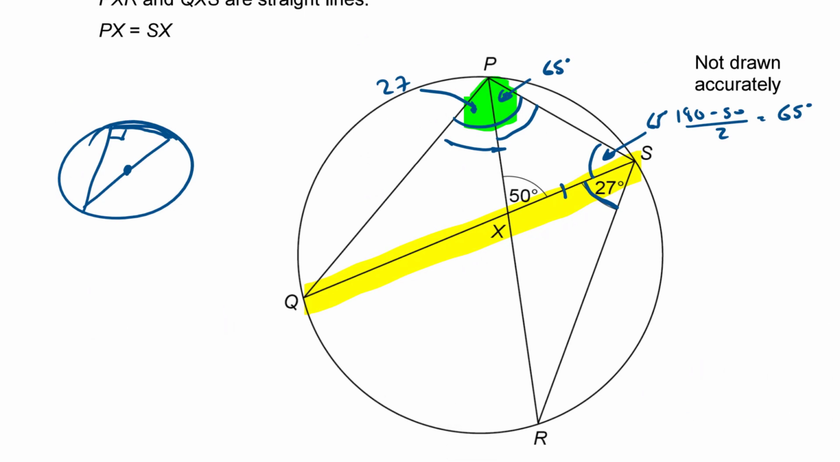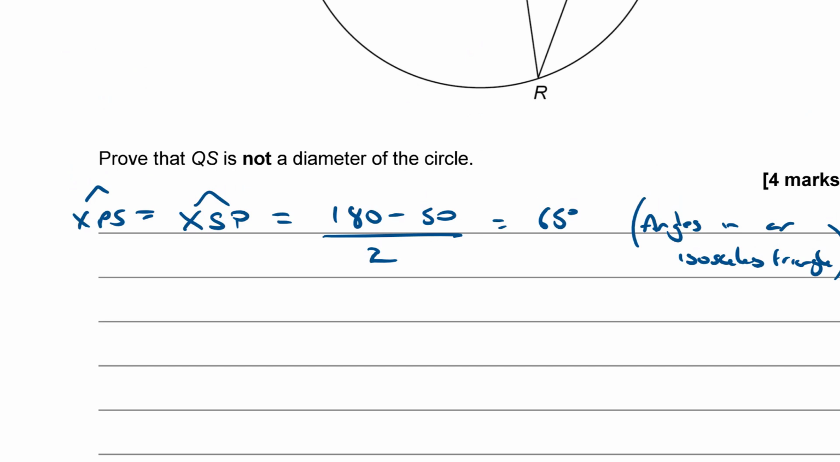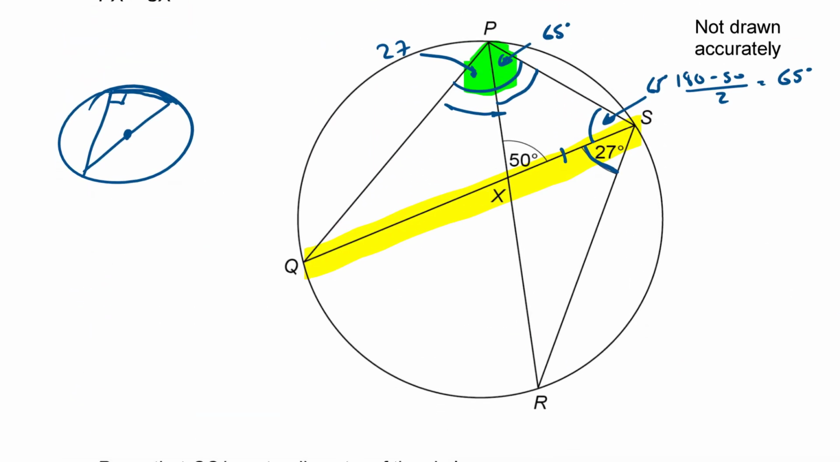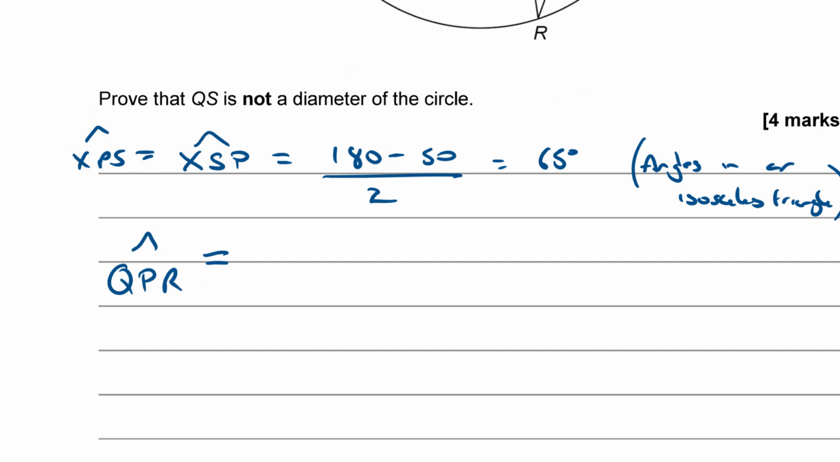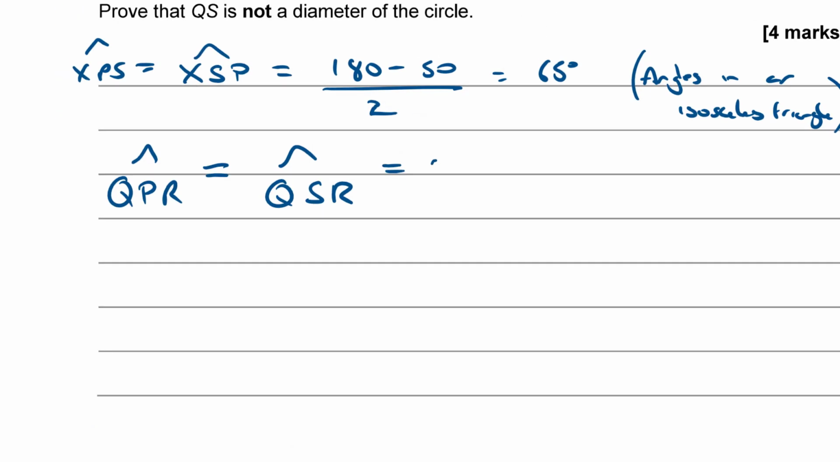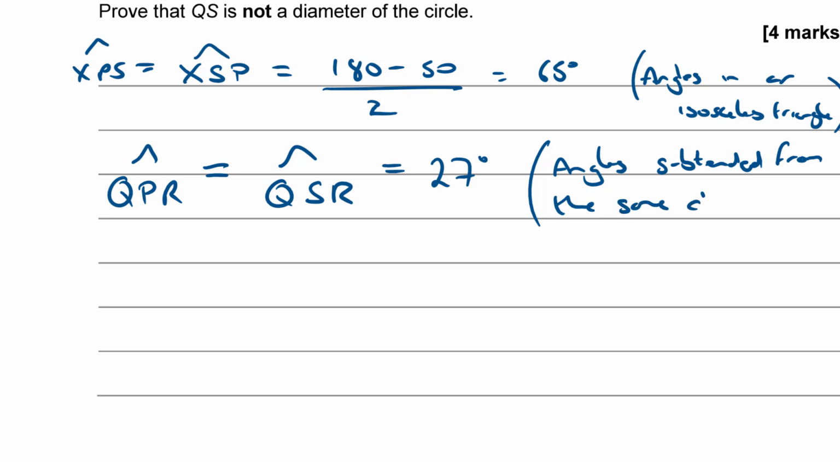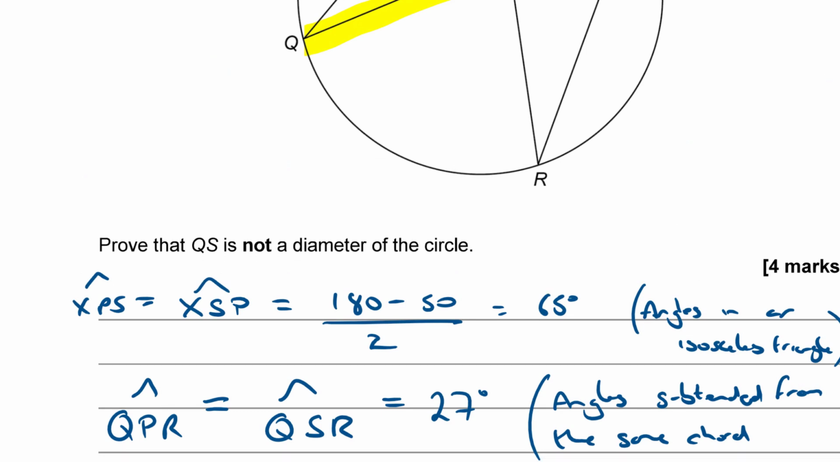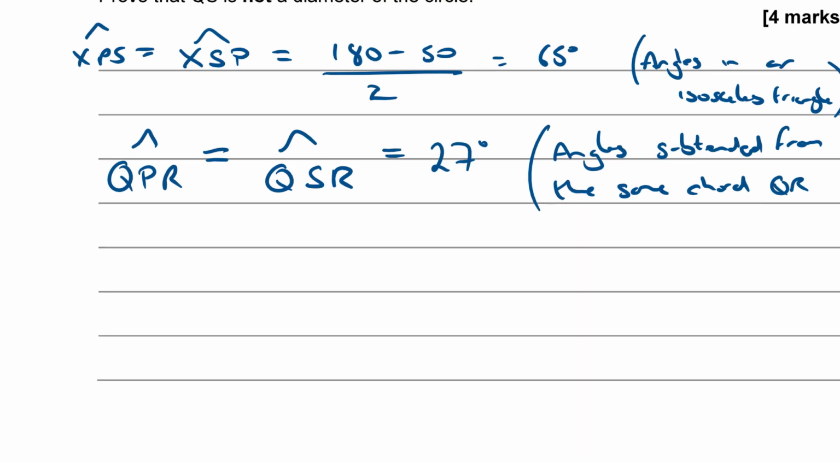And then angle QPR, I'm saying is equal to angle QSR, and that is equal to 27. And that is because they are angles subtended from the same chord QR. They are equal. That's the rule. Okay, so angles subtended from the same chord QR are equal.